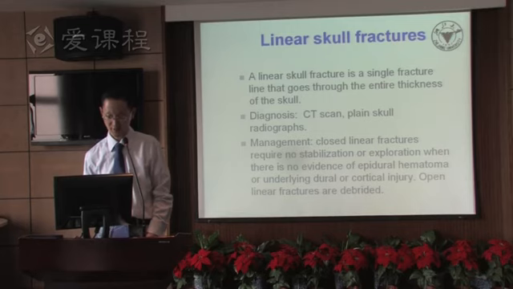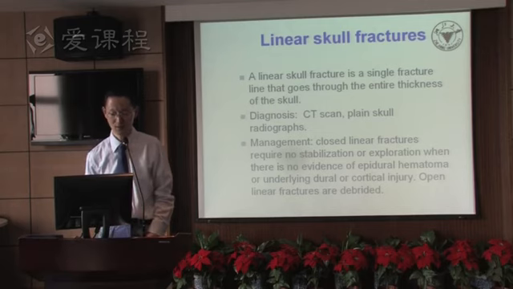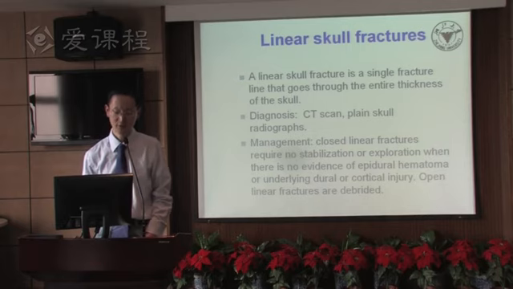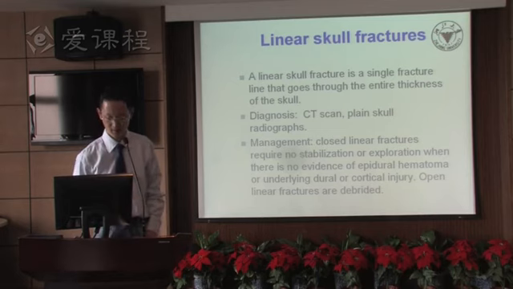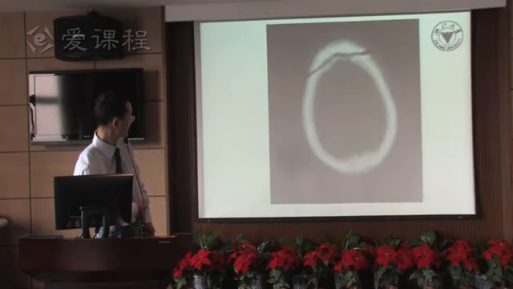A linear skull fracture is a single fracture line that goes through the entire thickness of the skull. CT scan provides more information than the plain skull film. We can see the fracture here, and from CT, we can see the fracture here.